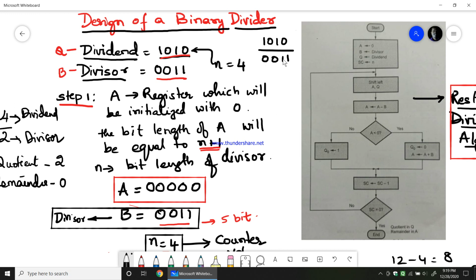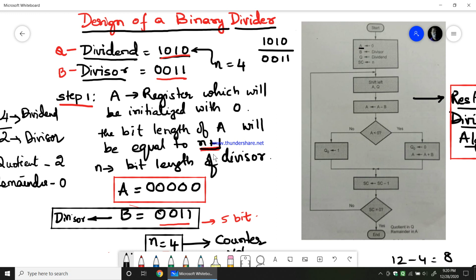Step 1 is we take a dummy register called A, where we initialize register A with 0, because this same register A will be storing the quotient at the end. To store the final result, we take the register A and initialize it with 0 in the beginning. But what would be the bit length of A that we take in this algorithm? The bit length of A would be equal to n plus 1.